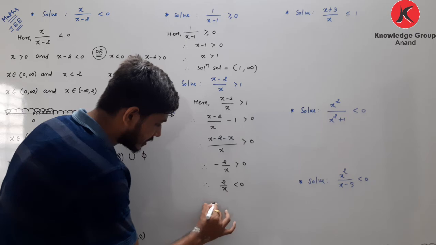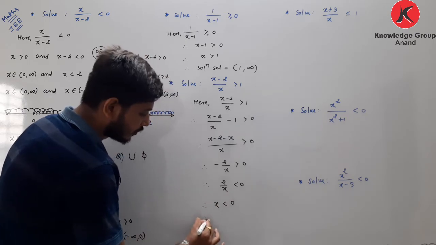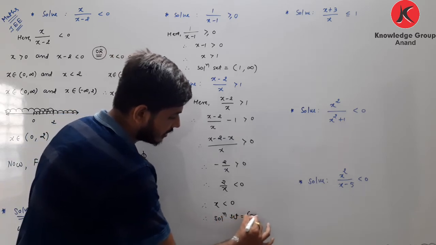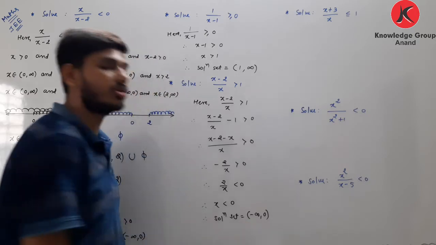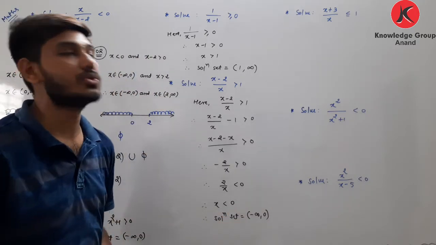Therefore we can say that x must be less than 0. Therefore solution set equals minus infinity to 0 here. So our solution set is minus infinity to 0.